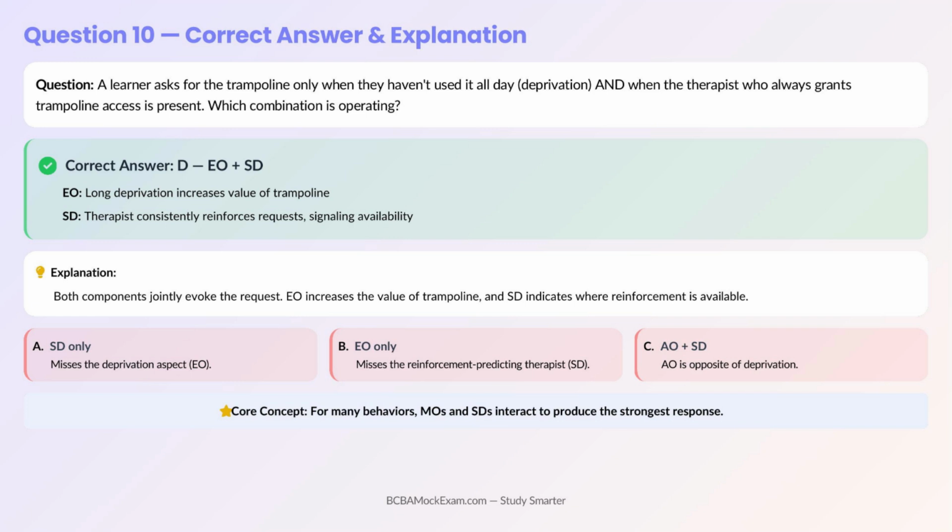Long deprivation increases the value of the trampoline, which is the EO. The therapist consistently granting access signals reinforcement availability, which is the SD. Both factors jointly evoke the request. SD alone would miss the deprivation component. EO alone would miss the reinforcement predicting role of the therapist. AO plus S delta is the opposite of what is happening here. EO combined with SD matches the described scenario.